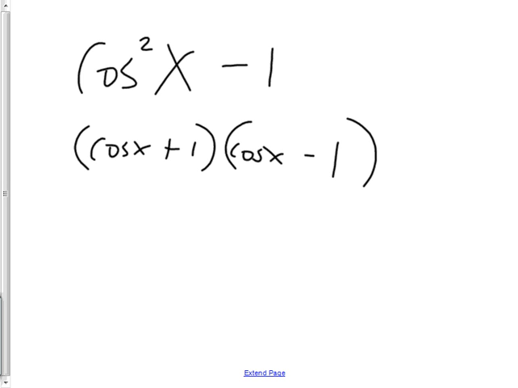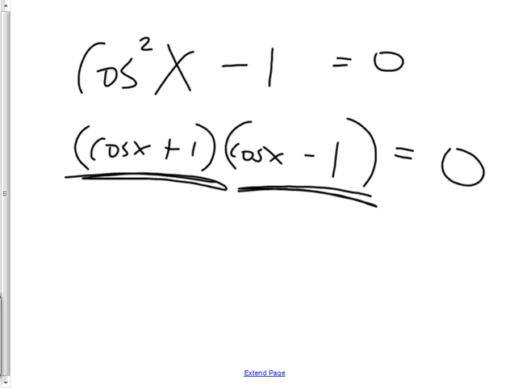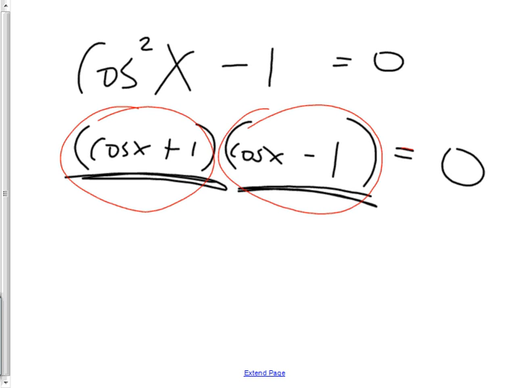Now, why would you ever use that? Well, a couple of reasons. First of all, if this was set equal to 0, then you just have to set that equal to 0 and that equal to 0. This is a classic setup. You get these two factors where this thing times this thing equals 0, and you're all set up for solving the equation. You get one on this side and one on that side.